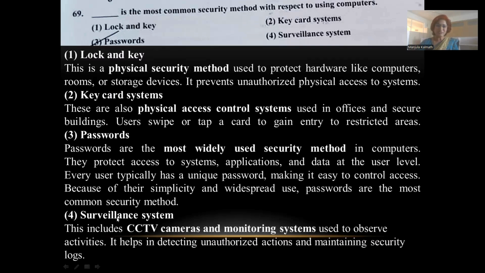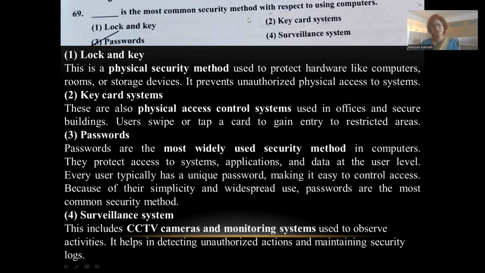And the next one is the surveillance system. This includes CCTV cameras and monitoring systems used to observe activities. It helps in detecting unauthorized actions and maintaining security logs. Usually it is used in offices, colleges, and even on streets to see how people are following rules and regulations. So CCTV is one of the well-known security methods. So the correct answer for this one is password: password is the most common security method with respect to using computers.